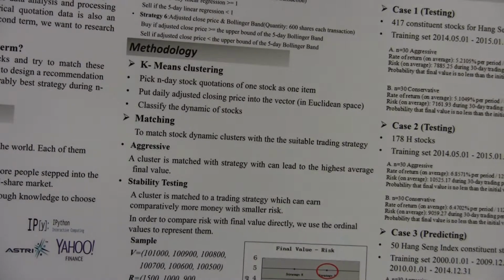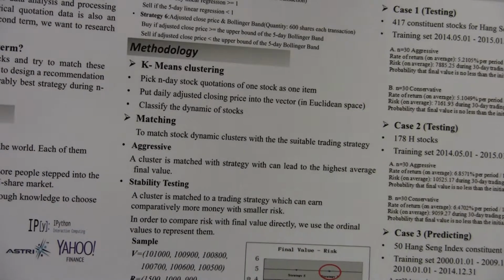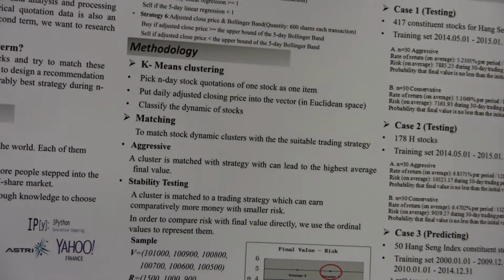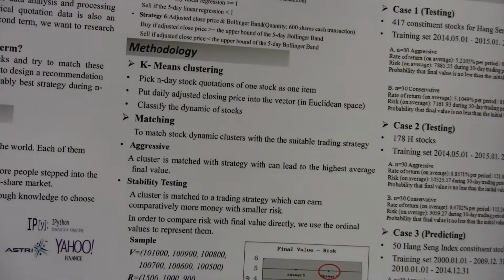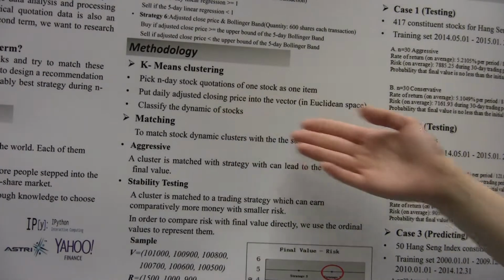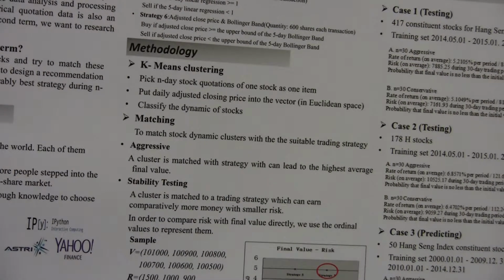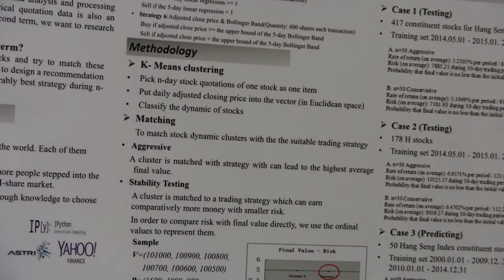For the clustering, we use the K-means method. We pick the end-day stock quotation of a certain stock as one item. Because we have numerous stocks with data over a long period, we will have millions of data items, and then we put the daily adjusted closing price into the vector, and then we do the classification. After we get some clusters, we will match the clusters with the most suitable trading strategy.